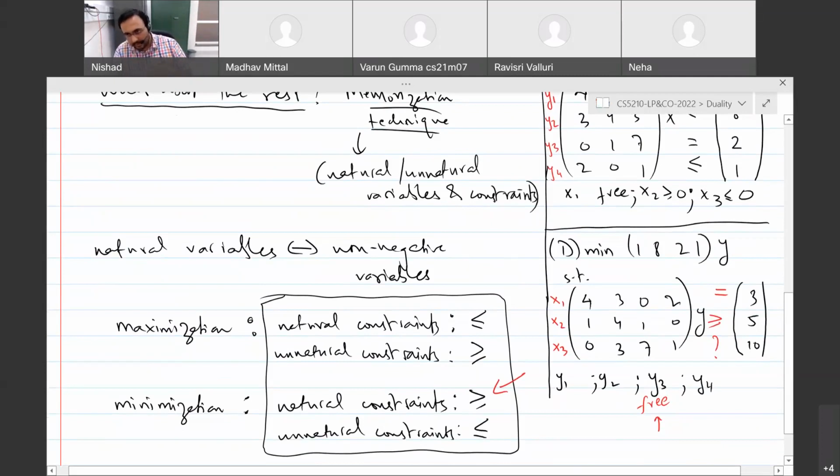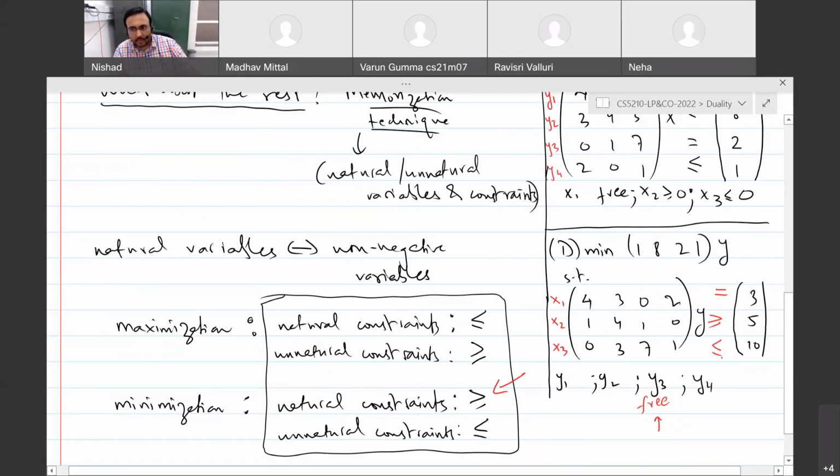What did you look at? Can you briefly tell your thought process? Like x3 is unnatural, so... Exactly. So you look at an unnatural constraint, right? Thank you. Okay, good. So we have all the constraints of the dual figured out.